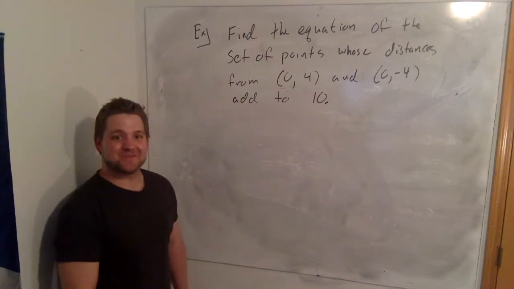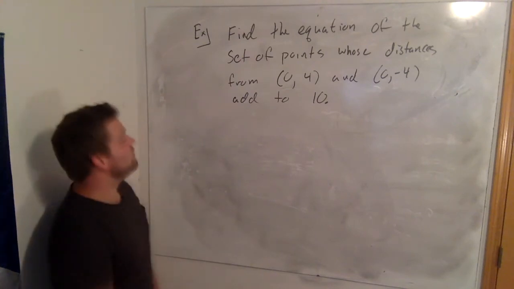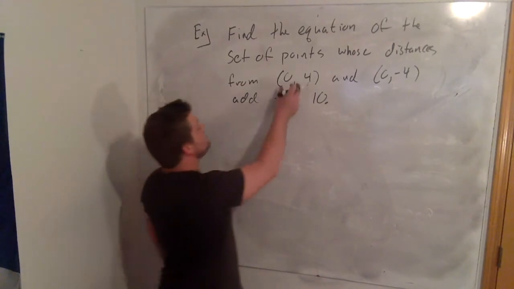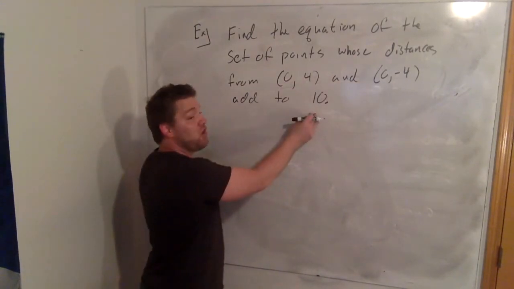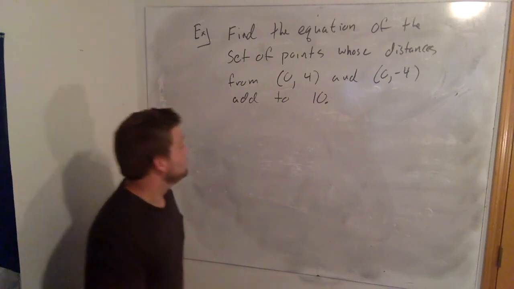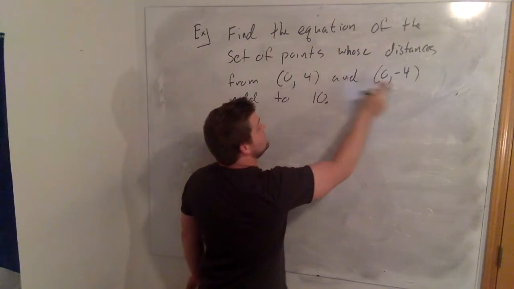Well, since we're in the ellipse section, you're probably not surprised that this is going to be an ellipse. What we want to do here is find the equation of the set of the points whose distances from these 2 points add to a constant. That is the geometric definition of an ellipse. So in this case, these must be the foci.